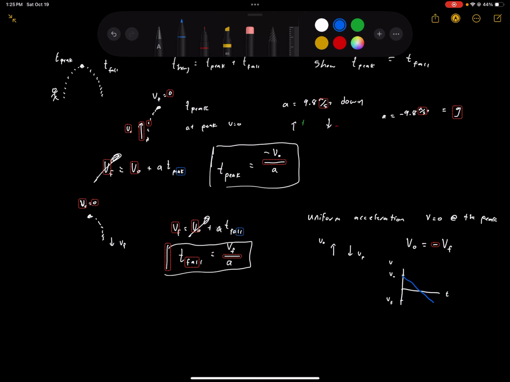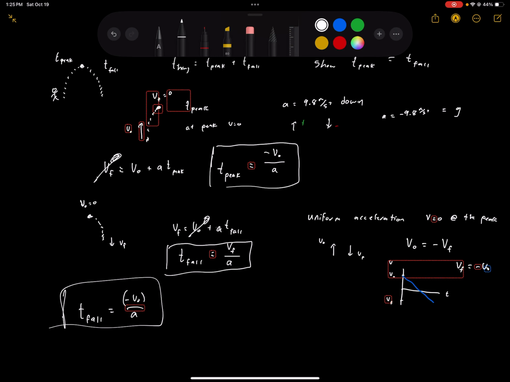So Vf is equal to negative V naught. I can rewrite T fall. So I can write T fall has to equal negative V naught divided by A, right? Because V naught is equal to negative Vf. That's the same thing as saying Vf is equal to negative V naught, right? And so having this understanding here, that Vf equals negative V naught, that shows you that the fall has to be the same, right? So I'm writing two different expressions, but we see they equal the same thing. So the amount of time it takes to fall is negative V naught over A, and the peak time is going to be also negative V naught over A.